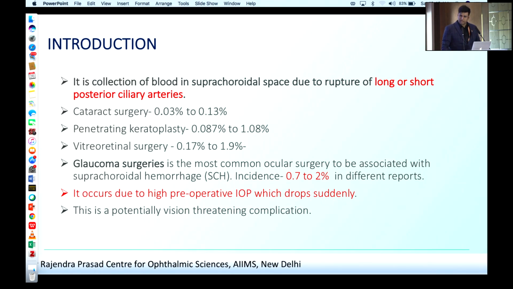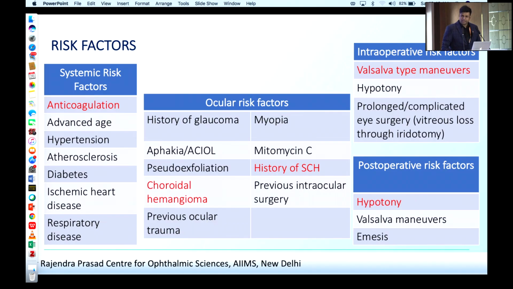It occurs due to high preoperative IOP, which drops suddenly, and is a potentially vision-threatening complication. Major systemic risk factors include use of anticoagulation, advanced age, atherosclerosis, ischemic heart diseases, respiratory diseases, etc. Major ocular risk factors include history of glaucoma, aphakia, pseudoexfoliation, presence of a choroidal hemangioma, previous ocular trauma or ocular surgery, use of mitomycin C during trabeculectomy.